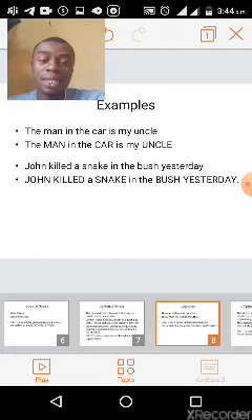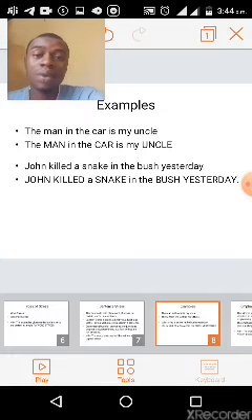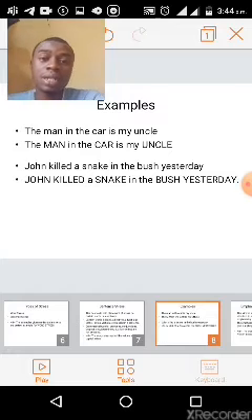The man: the is not going to be stressed. The is a determiner, a grammatical word. We have man, which is a content word, so man is written in capital letters. In is a preposition, the is also a determiner. Then car is a noun, which means it's going to be stressed. That's why it's written in capital letters. Is a verb. My uncle.